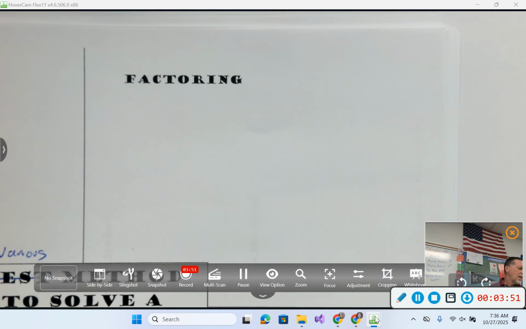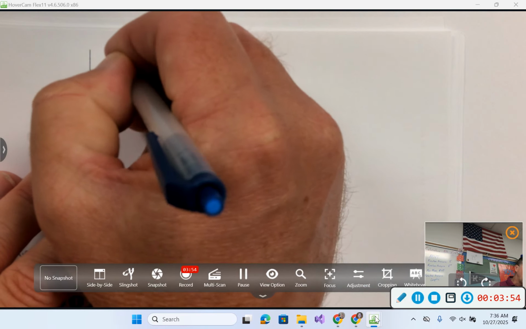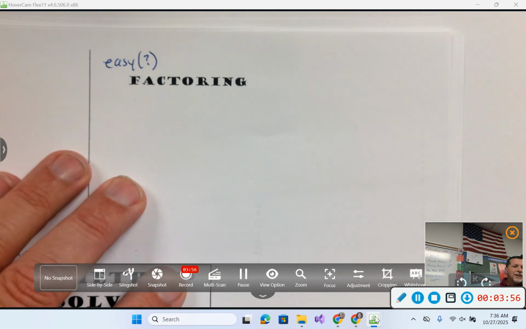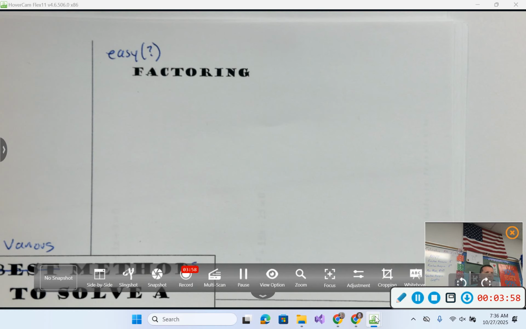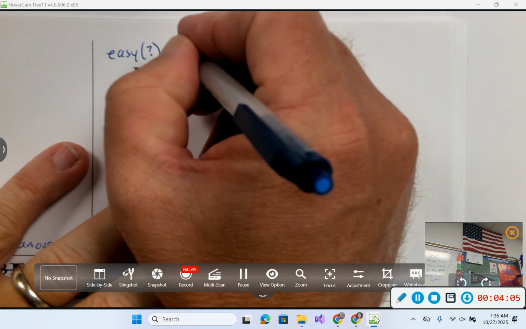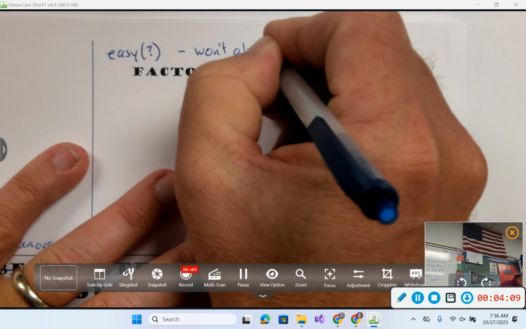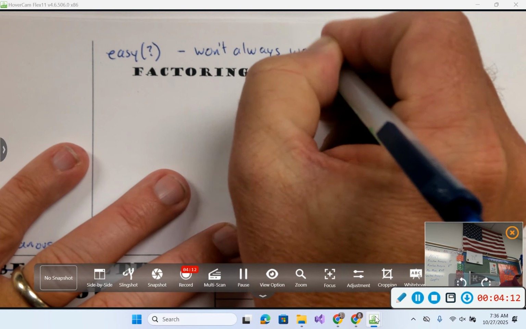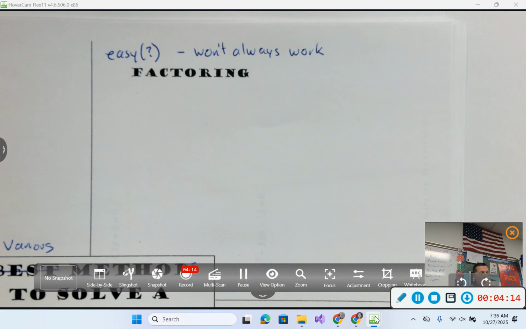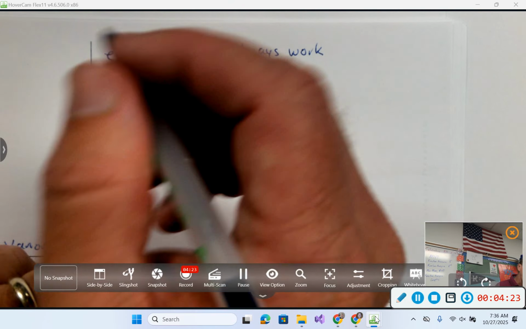Factoring. In my notes, I have this written: easy? Question mark? Like, well, how good are you at factoring? If you're good at factoring, it's a nice method. If you can't factor, then obviously it's not great. This won't always work. I guess that's the problem with factoring. It only works if it factors. So it feels circular. Yeah, use factoring if you can factor. But if you can't factor, you've got to do something else.